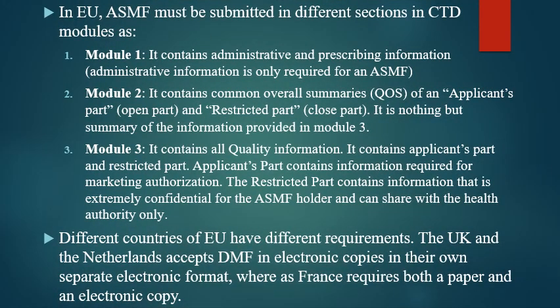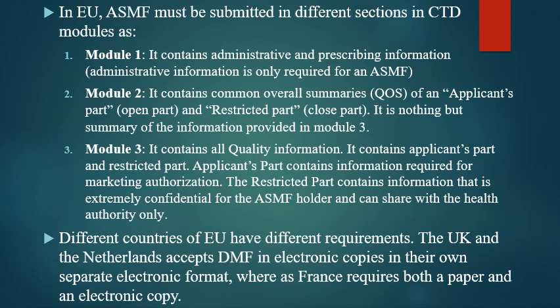In the European Union, the ASMF, that is Active Substance Master File, must be submitted in different sections in CTD modules like Module 1, Module 2 and Module 3. Module 1 contains the administrative information. Module 2 contains the summaries of the information which is already presented in detail in Module 3. And Module 3 contains the quality information. It contains the applicant's part as well as the restricted part. The applicant's part contains the information required for marketing authorization, whereas the restricted part contains the information which is confidential and is submitted to the health authority only.